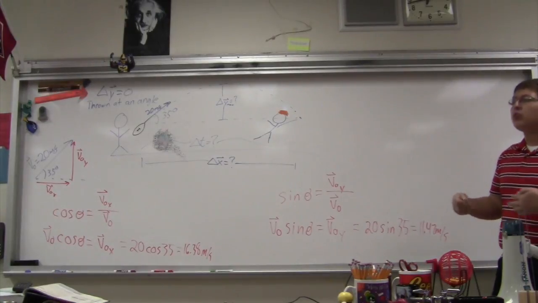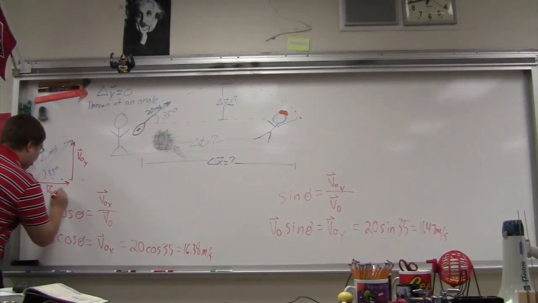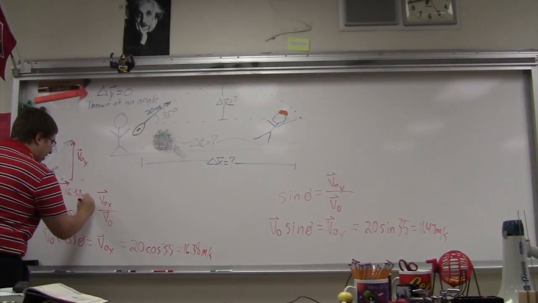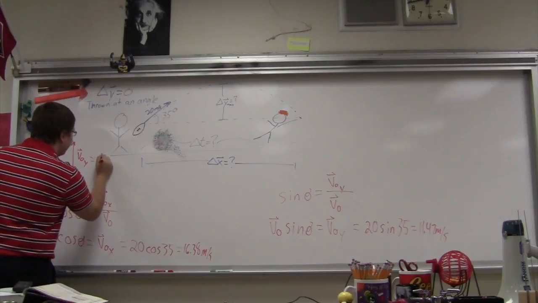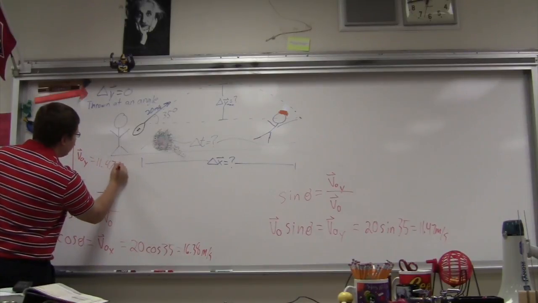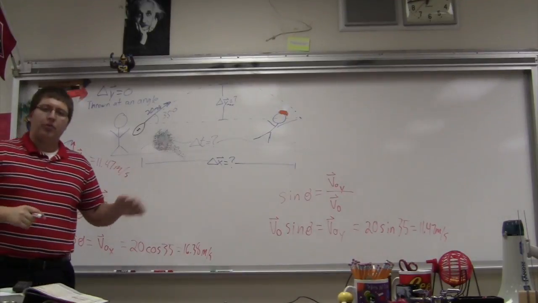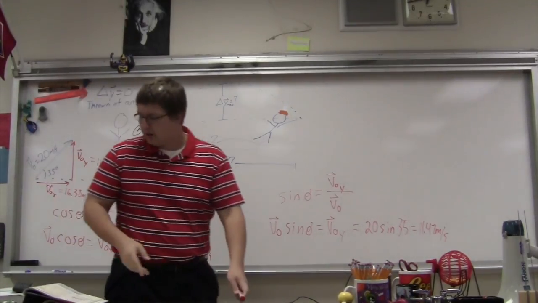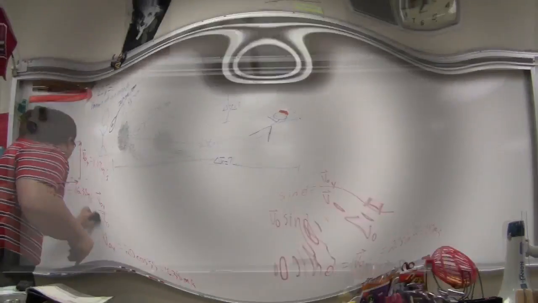So now we have some useful information. Now we have Vox, put that in my triangle here, 16.38 meters per second, and Voy, that'd be 11.47 meters per second. Now I usually try and leave all my work up on the board when I'm doing these problems, but I'm clearly going to need more space. So I'm going to get rid of all of the work, the sine and the cosine. So if you need to take a look at that later, scroll back on the video and find it.